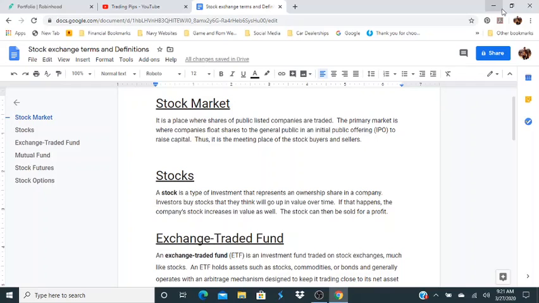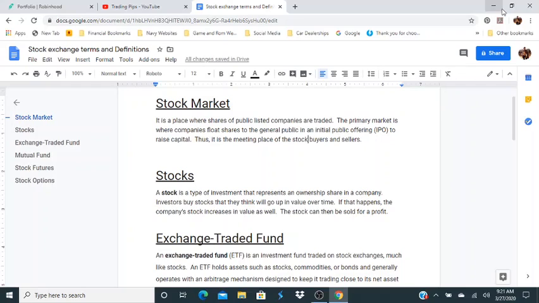The stock market is a place where shares of publicly listed companies are traded. The primary market is where companies float shares to the general public in an initial public offering, IPO, to raise capital. Thus, it is the meeting place of the stock buyers and sellers. So, what is it saying? It's pretty much saying that, hey, this company puts its shares up on the stock market, and then you go in and you can buy and you can sell depending on the value. So we'll move to the next, stocks.